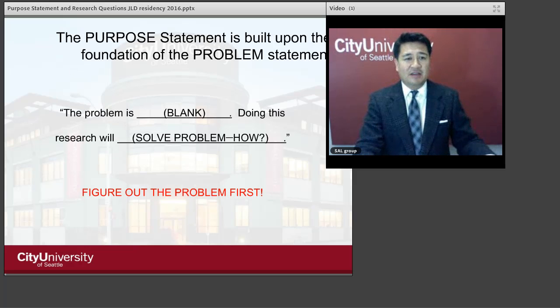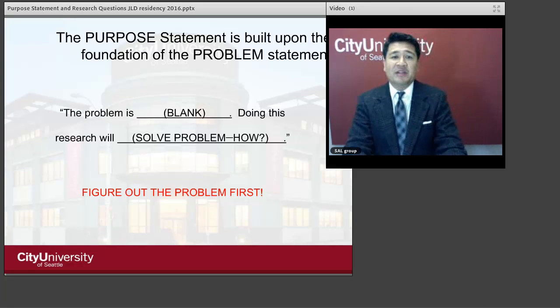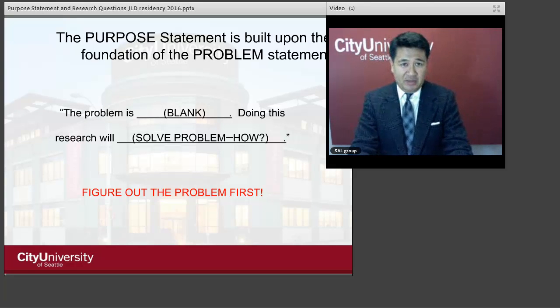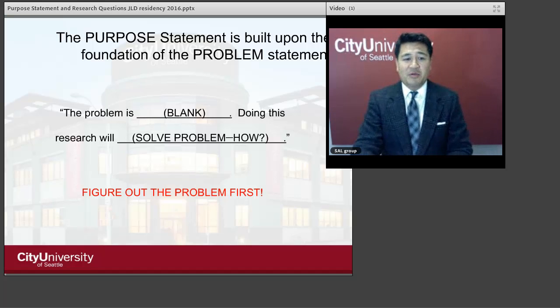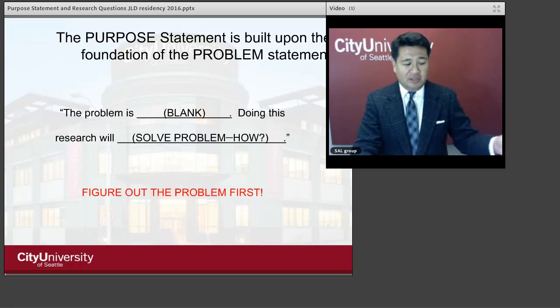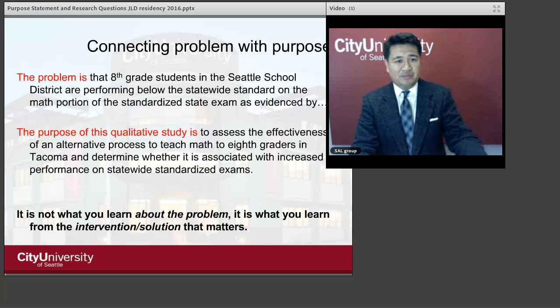That's what's key here. The purpose statement is built upon the foundation of the problem statement. So the problem is blank. Doing this research will blank. Will solve the problem. How will it solve the problem? Great, a little formula to remember there. So the key is to figure out the problem first. If you've got a good problem, hopefully you'll have a good purpose.